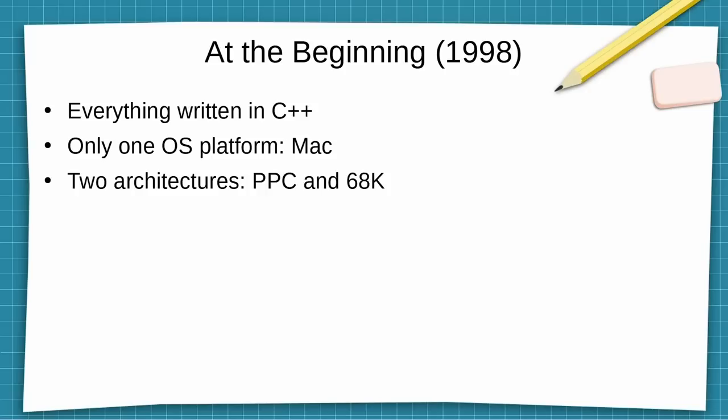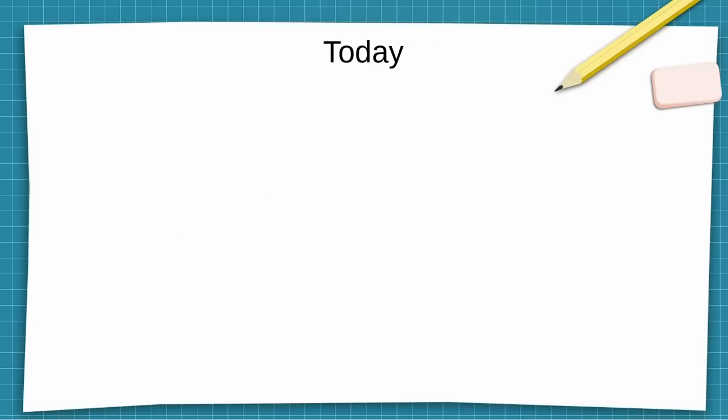And it supported two architectures. We all remember these because we're on that end of the age spectrum. But PowerPC and 68,000 are two Motorola chips that are no longer with us. But Xojo supported those. One target, just desktop apps. Well, in 1998, what else was there? There was a web, but it didn't run apps. And that was pretty much it.